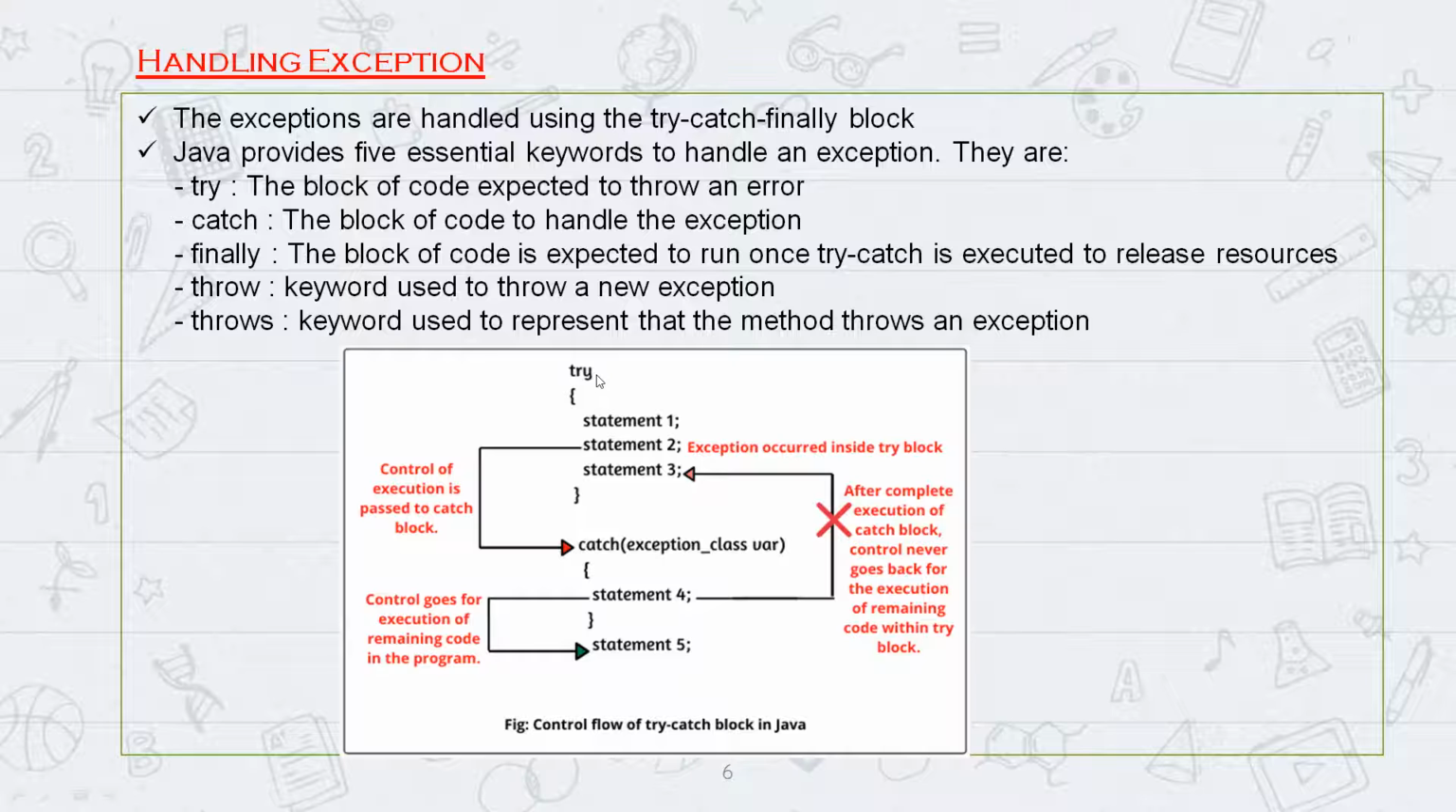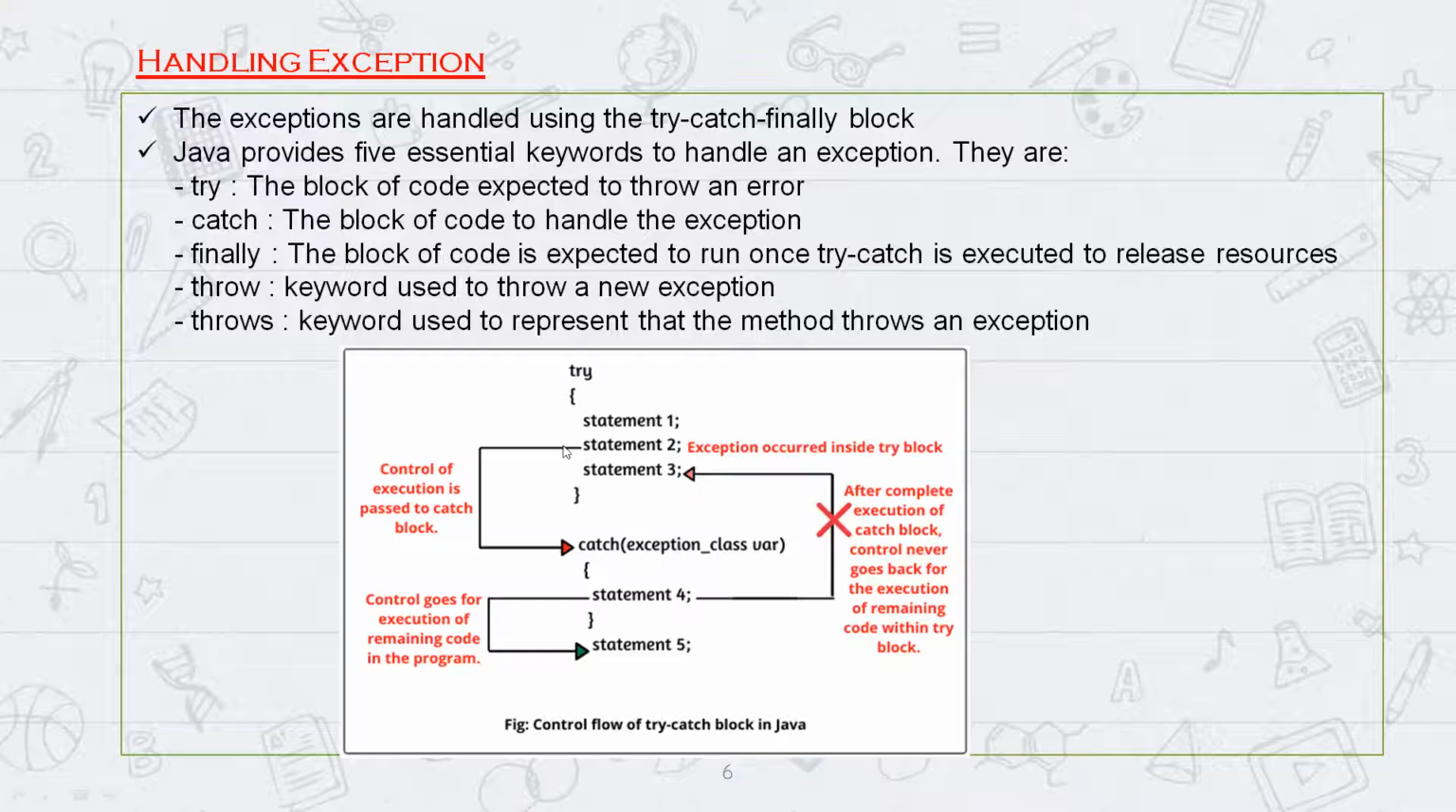So you see try, give a space followed by an open bracket, then some statements and a close bracket. Statement 1, statement 2, statement 3 are there. The error may come at any place: in statement 1, statement 2 or statement 3. When an error comes, what will happen? The second keyword will help us: catch, the block of code to handle the exception.